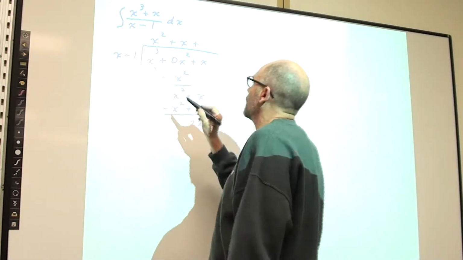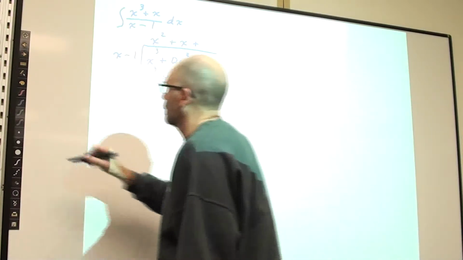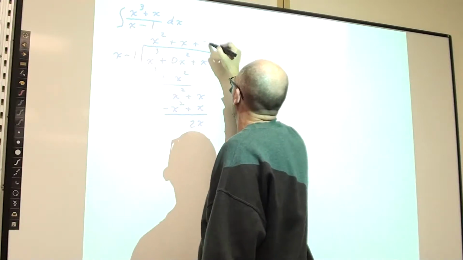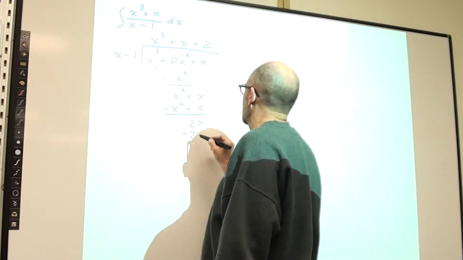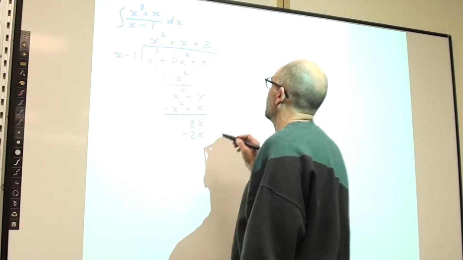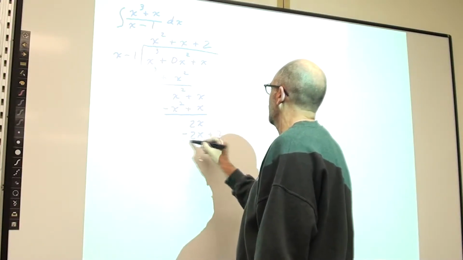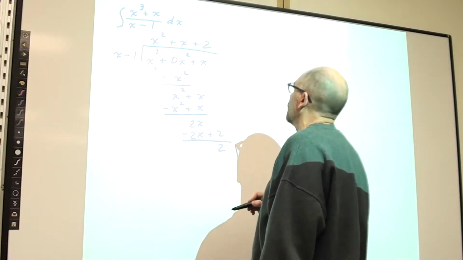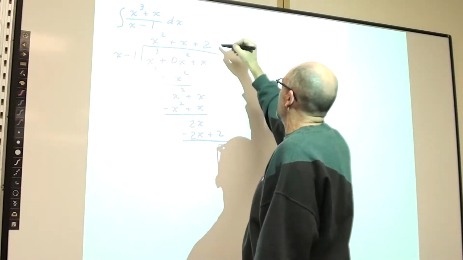You say, what do you multiply x by to get 2x? And that's going to be 2. Now we go 2 times x is 2x. Change signs and add. 2 times a minus 1 is a minus 2. Change signs and add. So now we end up with 2. So our remainder is 2 over x minus 1.